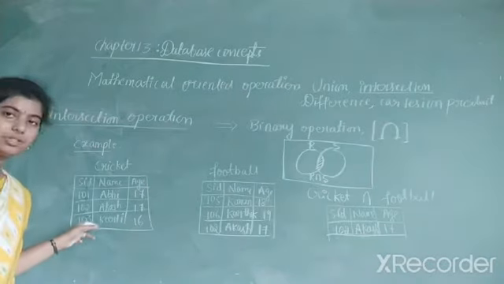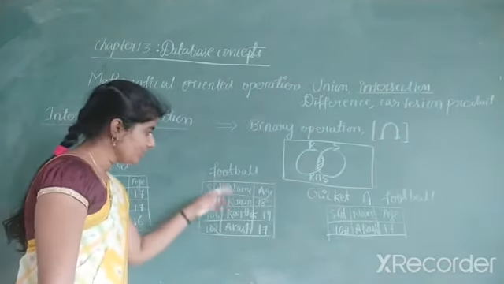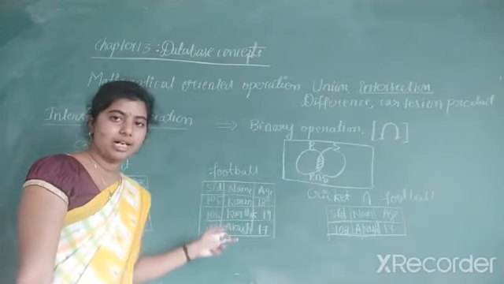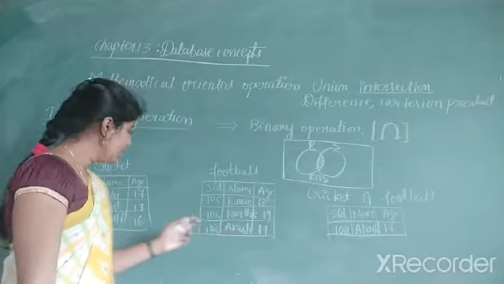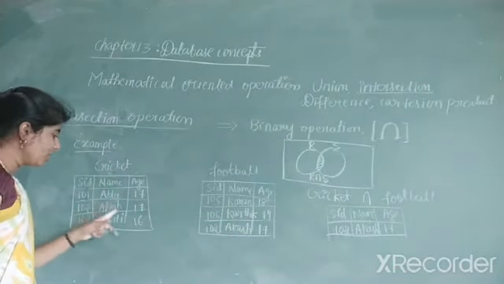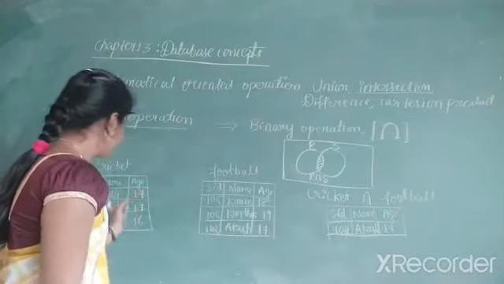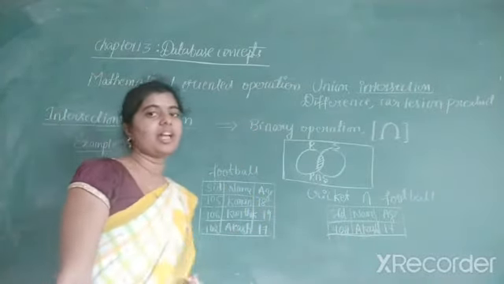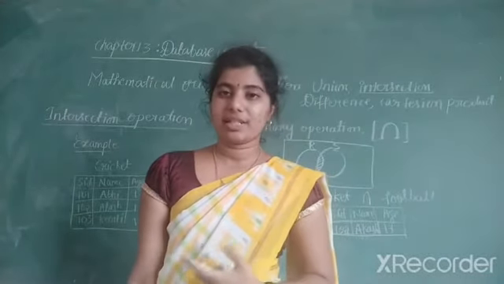And come to the third one, 103 Kirti 60. Does this tuple appear here? Is it appearing anywhere here? No, it is not appearing here. So only one tuple is coming out, that is 102 Akash 17. So this is the common tuple present in both the relations, cricket and football. So this is about the intersection operation.